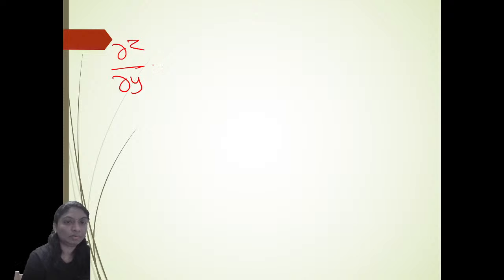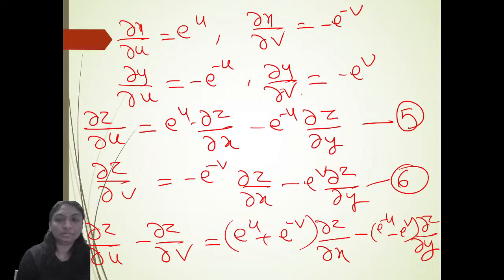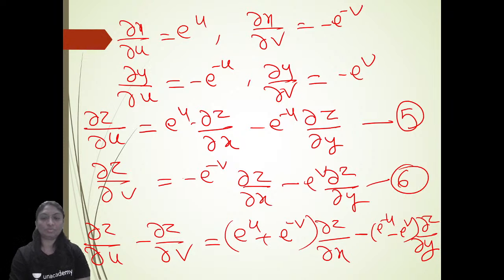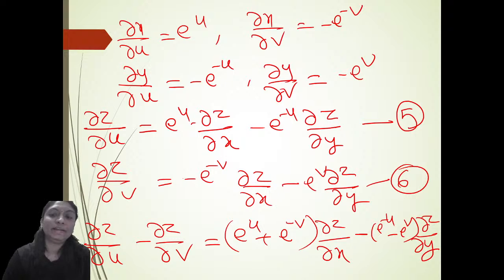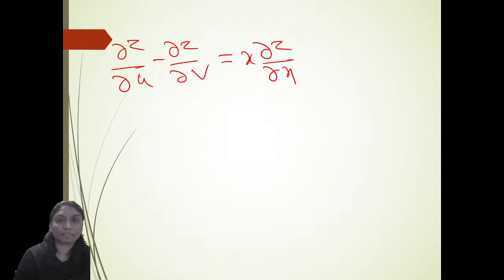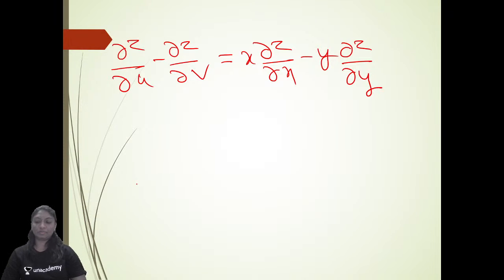So which implies here ∂z/∂u minus ∂z/∂v is equal to x ∂z/∂x. Now see here, because e^u plus e^(-v) is x, it is x ∂z/∂x minus y ∂z/∂y. Okay, so that's what we want to prove. I hope it is clear to you how to prove this.